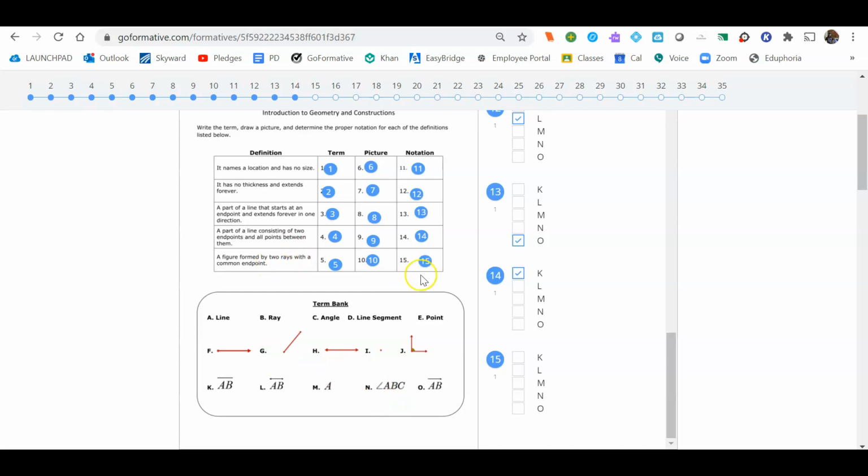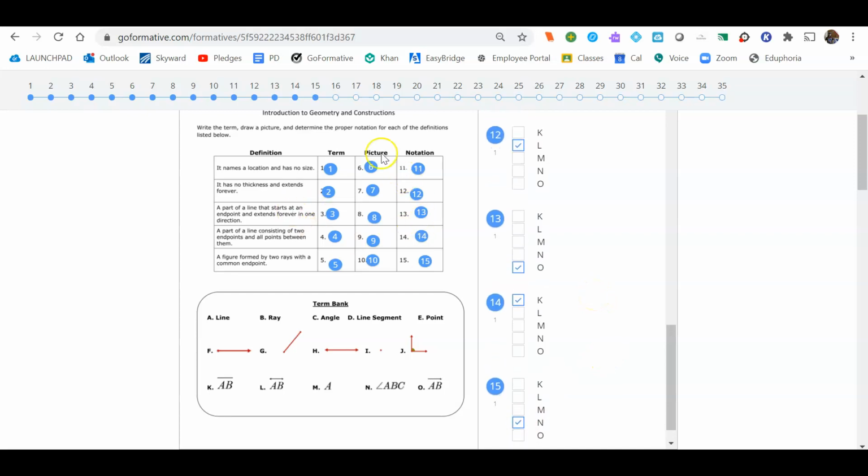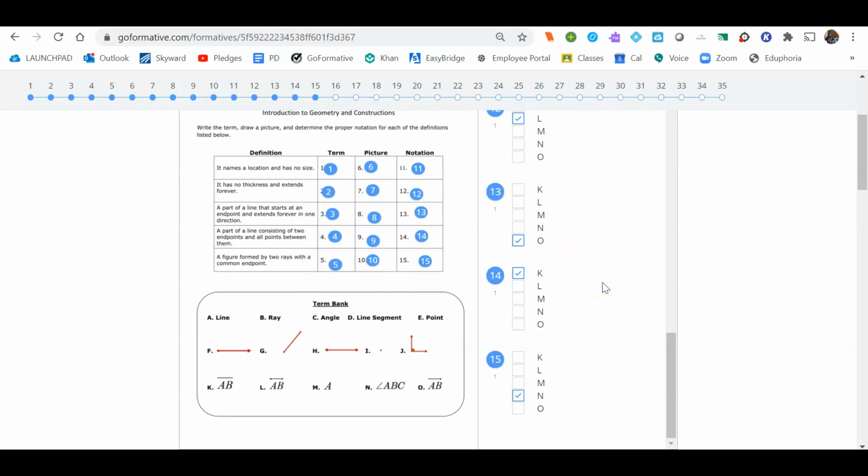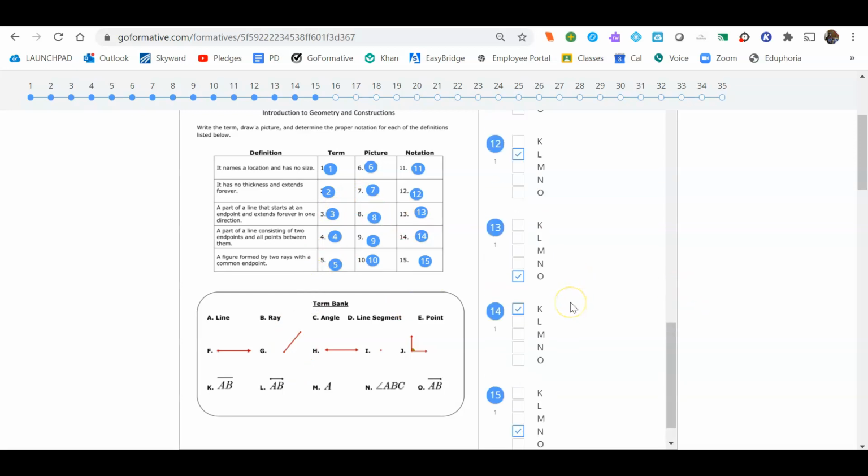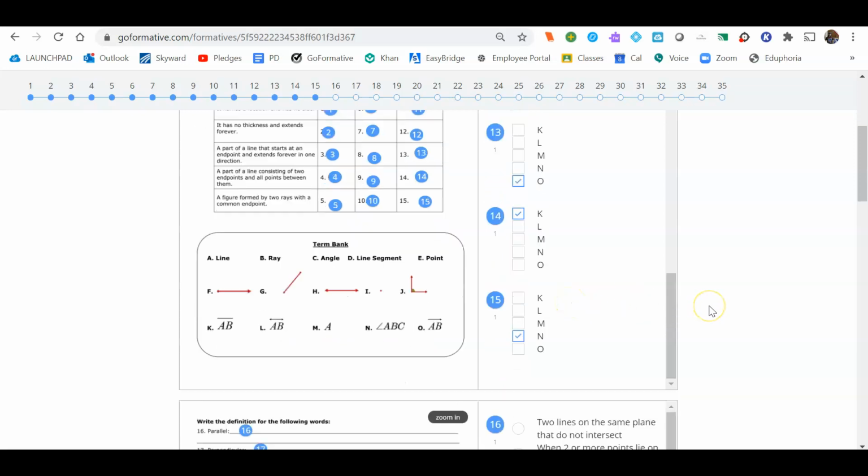And then, of course, an angle looks like it has an angle symbol out front. Okay, so we just knocked out the first 15 by matching these 15 to the term bank. On GoFormative, if on your test you see something like this, it should be obvious what you're matching up, and it should match in your answer choices. Now, see how I can't scroll down here, but if I go outside and scroll down, I go to the next page.